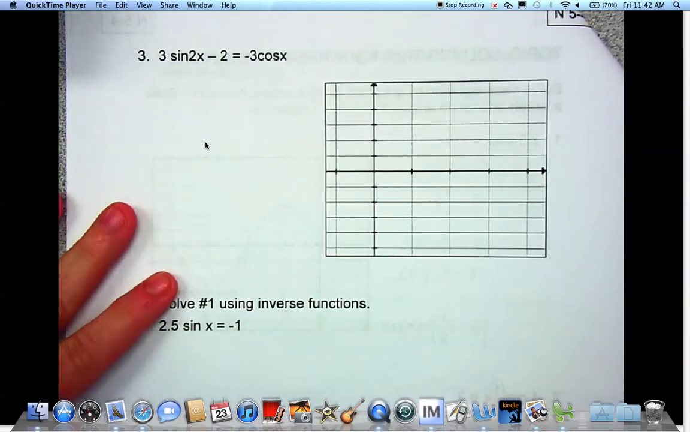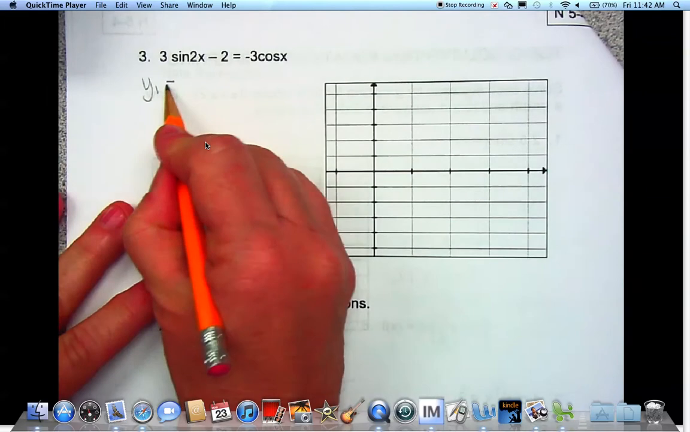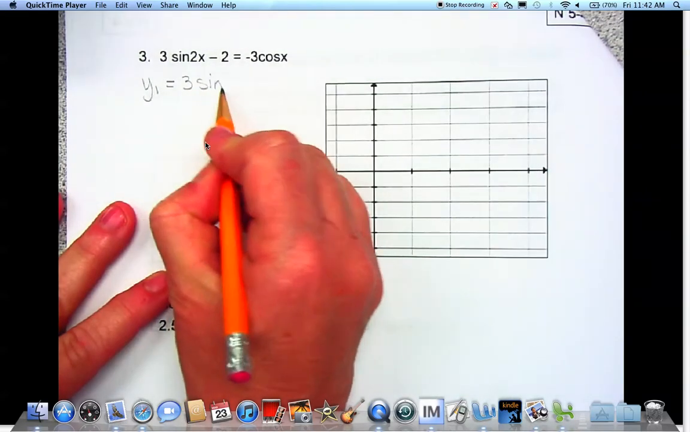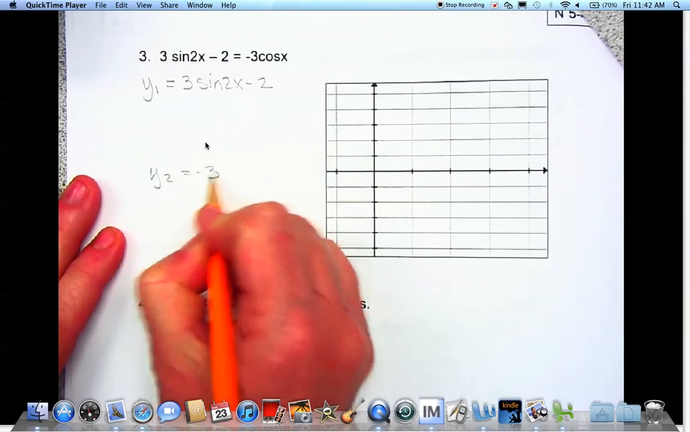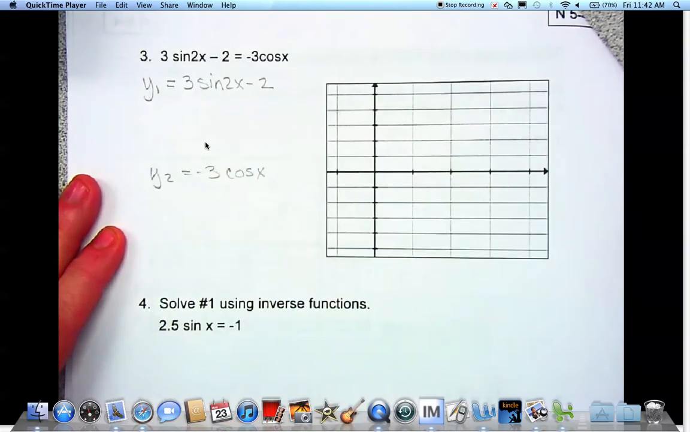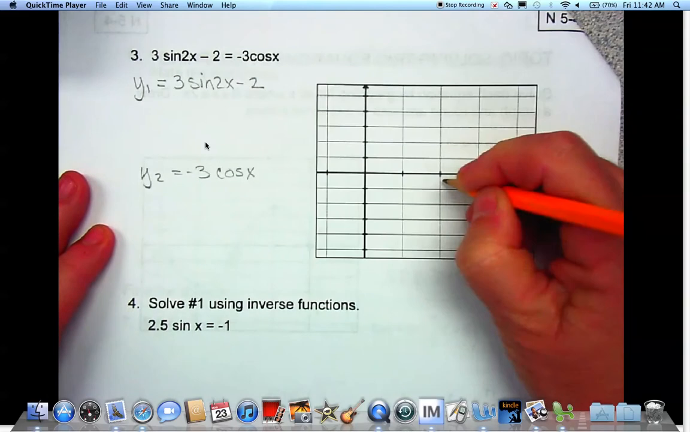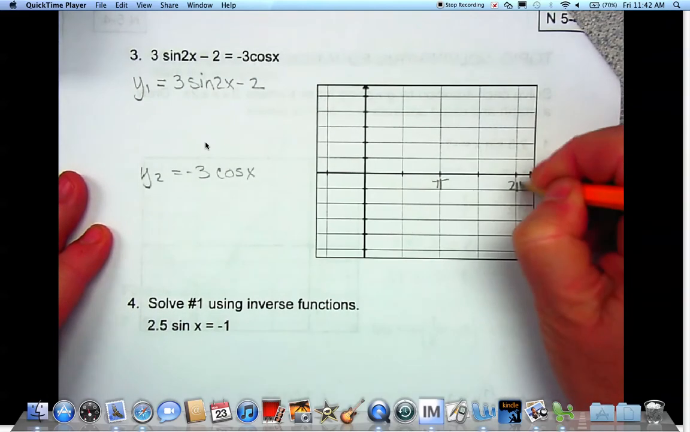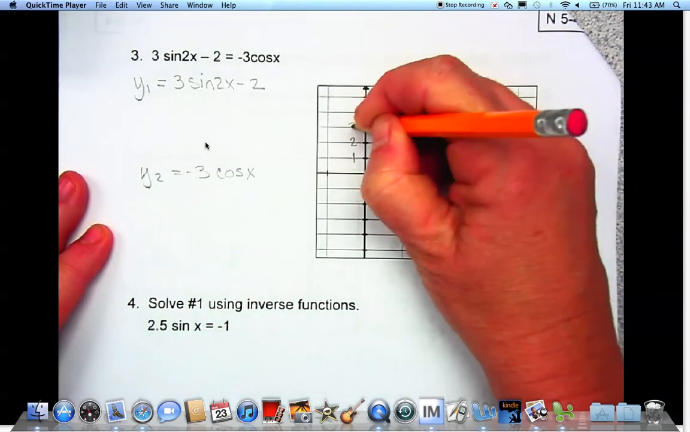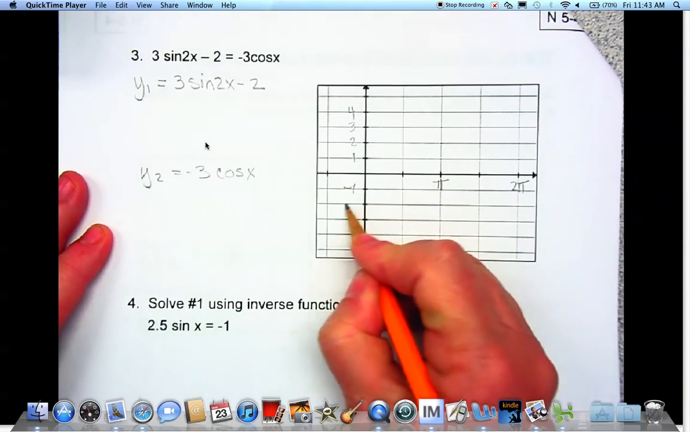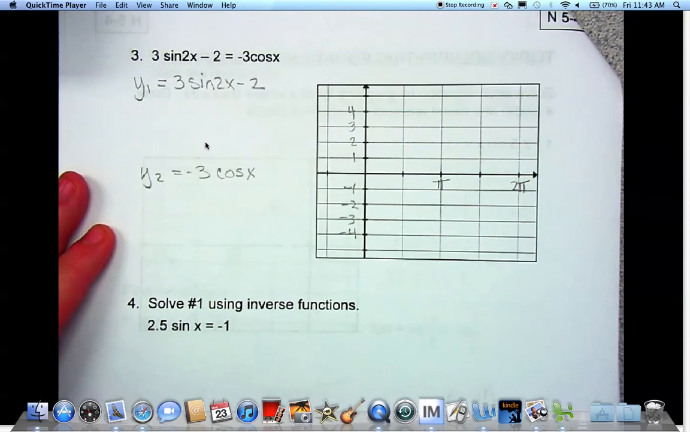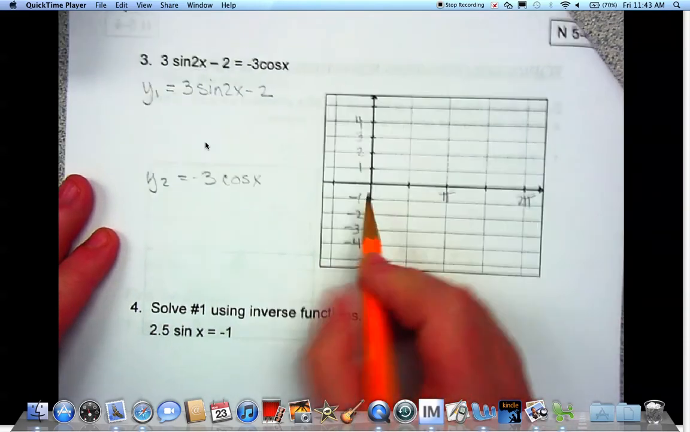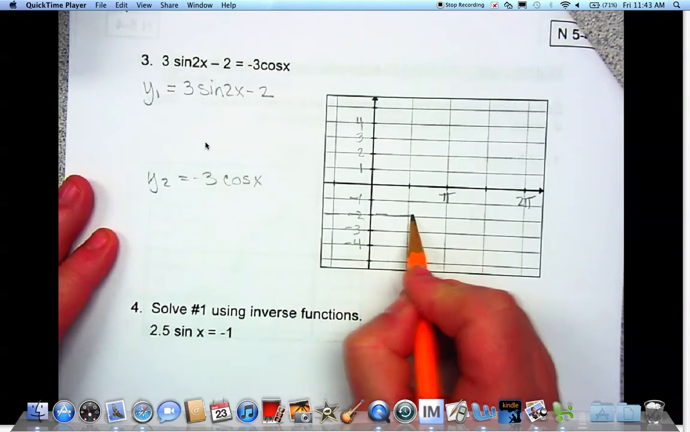Okay, I'm going to go ahead and put y1 is 3 sine 2x minus 2. Then we still have the same scale every time. Now, do you remember what to do with the minus 2? Move it down 2, and let's put a dotted line there.